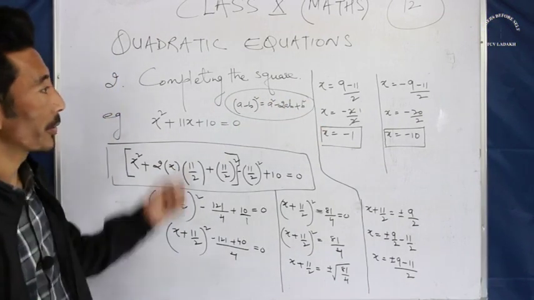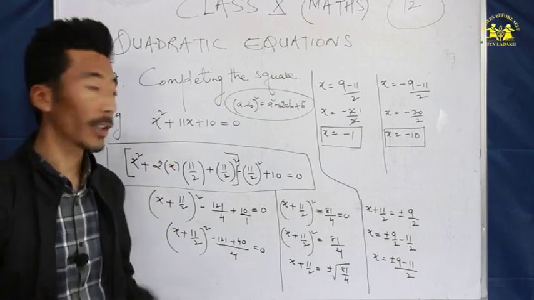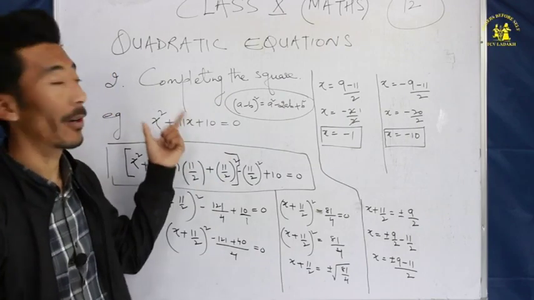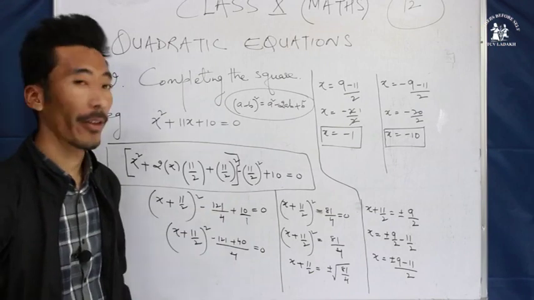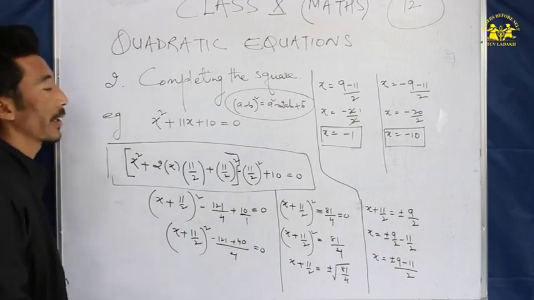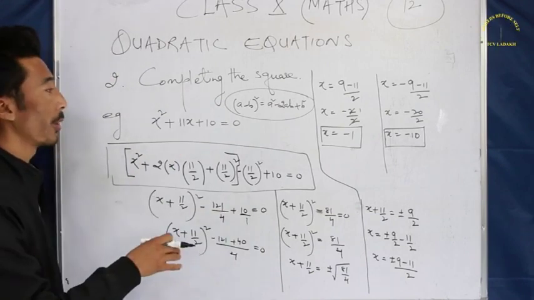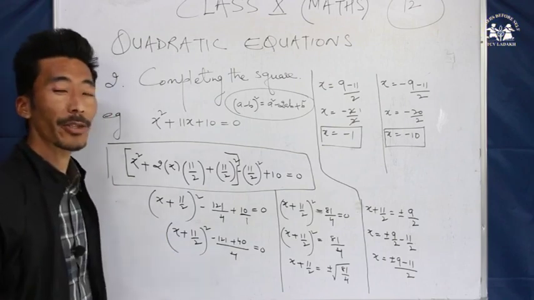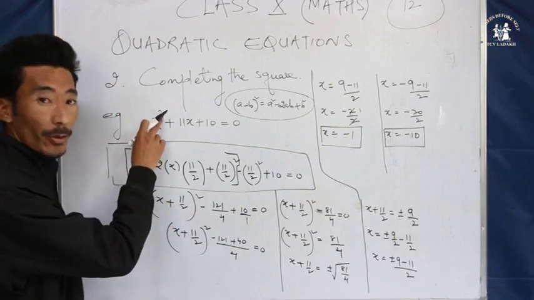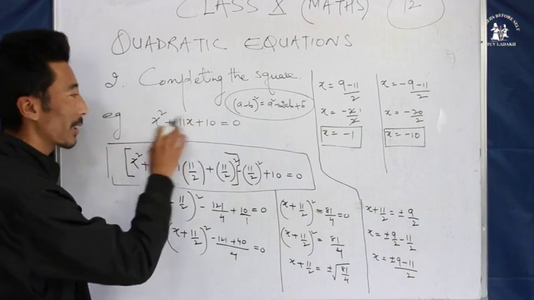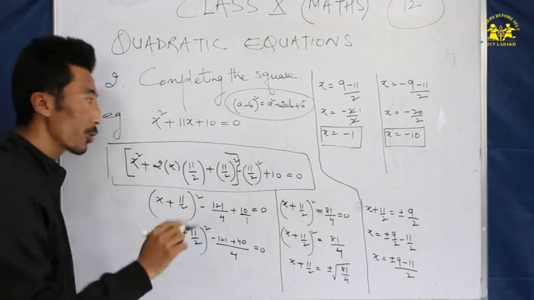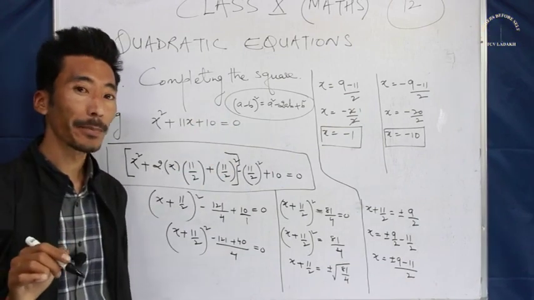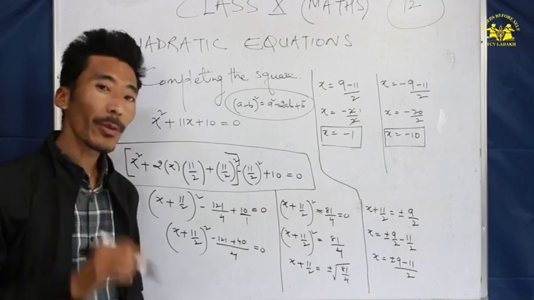So quadratic polynomials, quadratic equations: the completing the square method is used to solve them. A quadratic equation has highest power 2 and equals 0, so that means one quadratic equation.